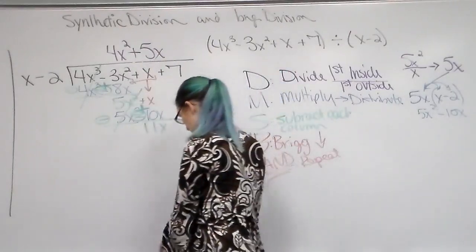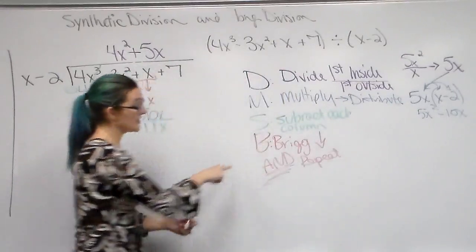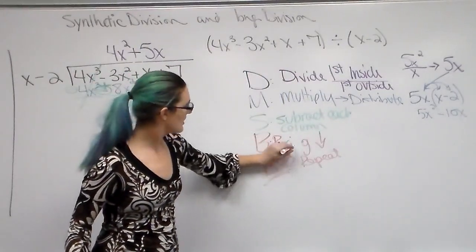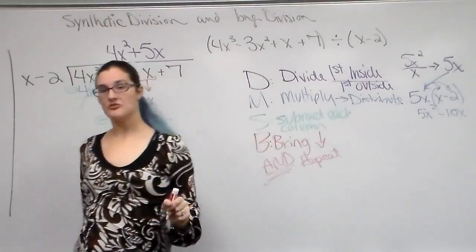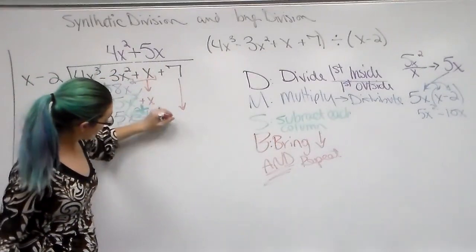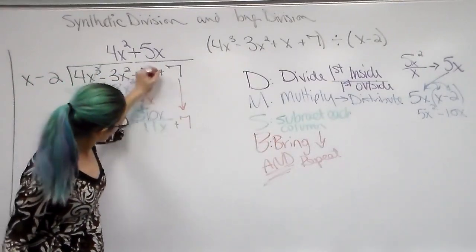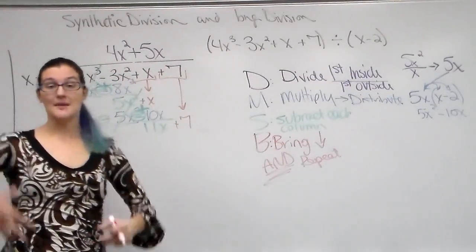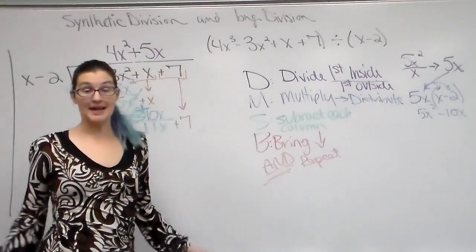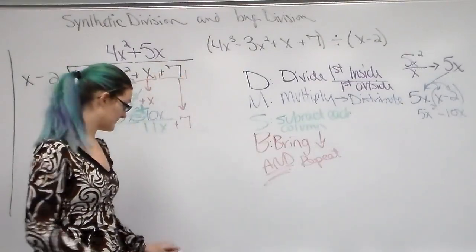So that's my subtract. Next, bring down, that is an N. Sorry, I can't spell apparently. Bring down and repeat. If I bring down, I do have a 7 to bring down. If I bring down, I must repeat. But notice there's nothing after the 7, so this will be my last going through the process.